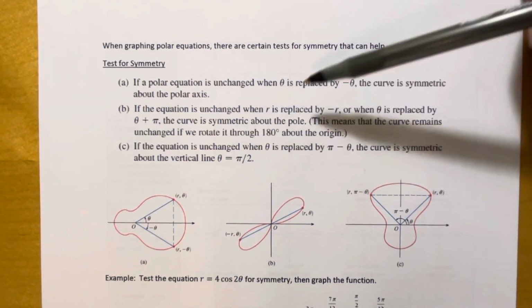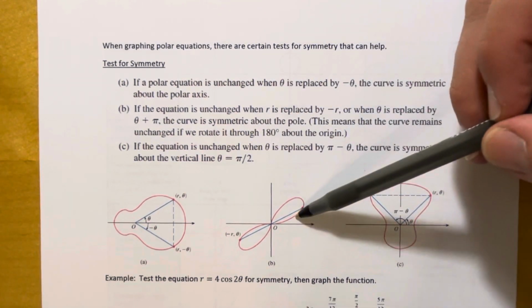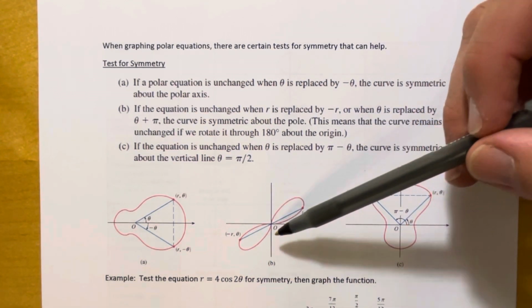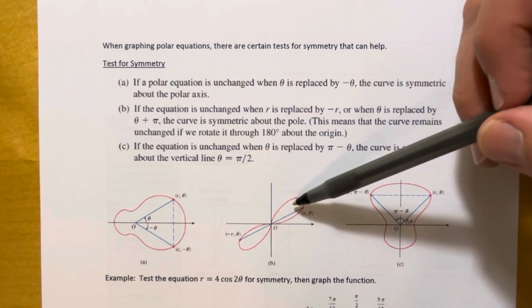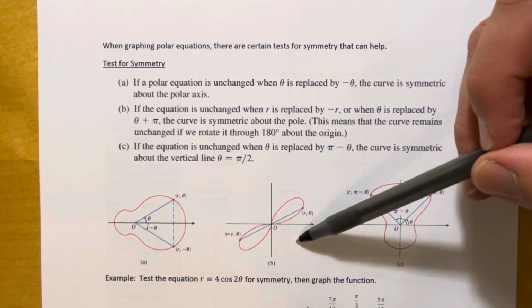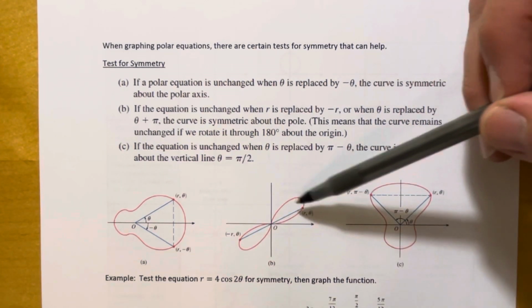You can interpret this in two different ways. One is that you can think of this as the curve remains the same if you rotate it 180 degrees about the pole. Another way of thinking about it is if you take this curve and reflect it once across the horizontal axis and then again across the vertical axis, you get the same curve.